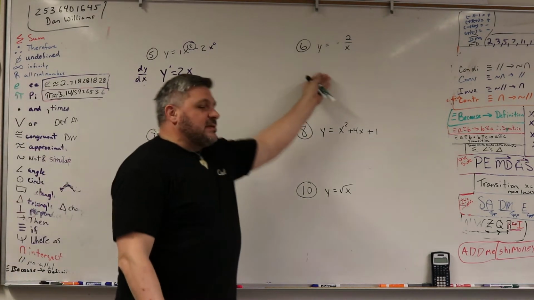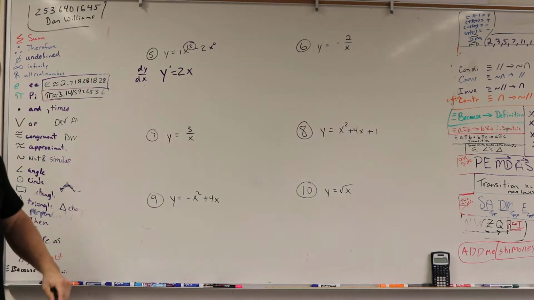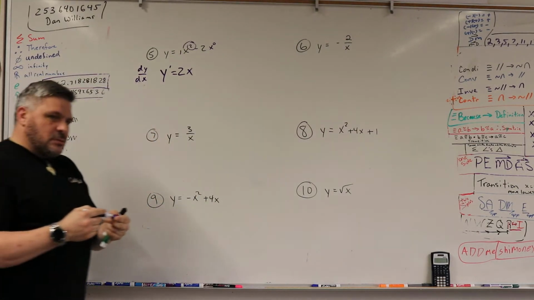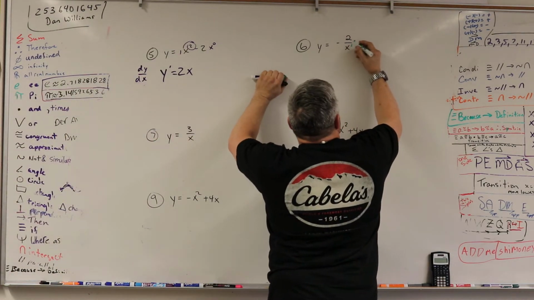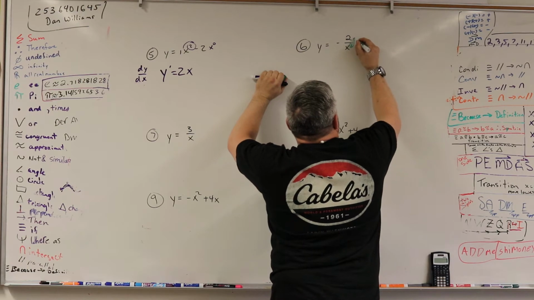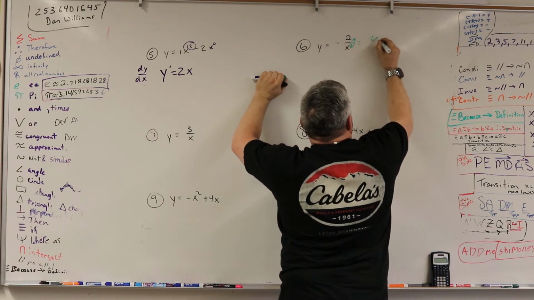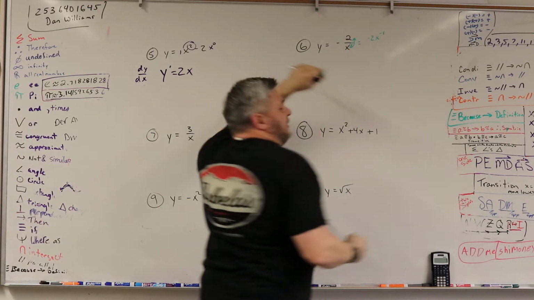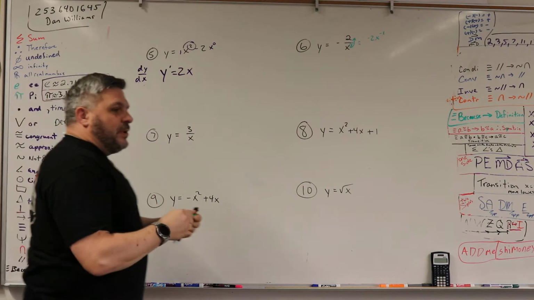Number 6. What do we have to do to this before we can actually do the derivative? Bring the x up? Yeah. So this is really a 1, right? But when we take this and bring it up, we turn this into negative 2x to the negative 1. That's really important.